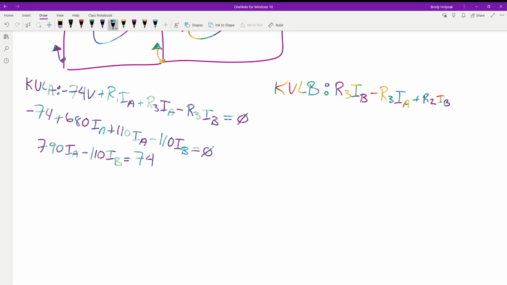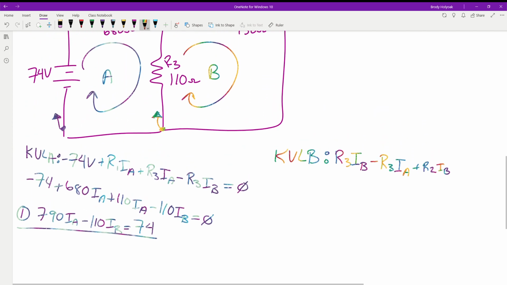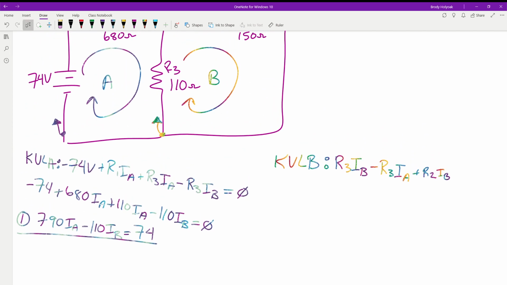Okay, so here is our first formula. Now we're going to do the same thing for loop B. So we have Kirchhoff's voltage loop. You're going to see this acronym a lot. KVL, KVL. It's Kirchhoff's voltage loop. So remember, you do a loop that has to equal 0. So we go to the second one, put the values in.